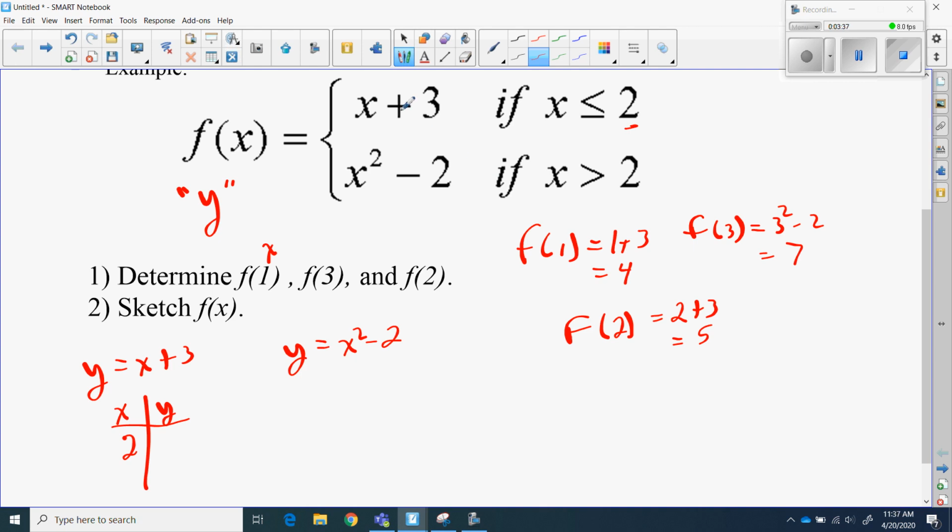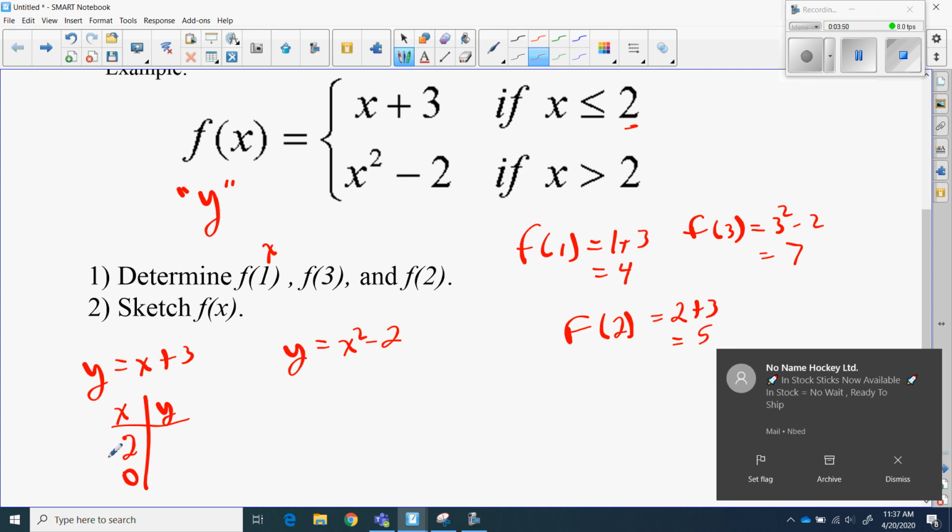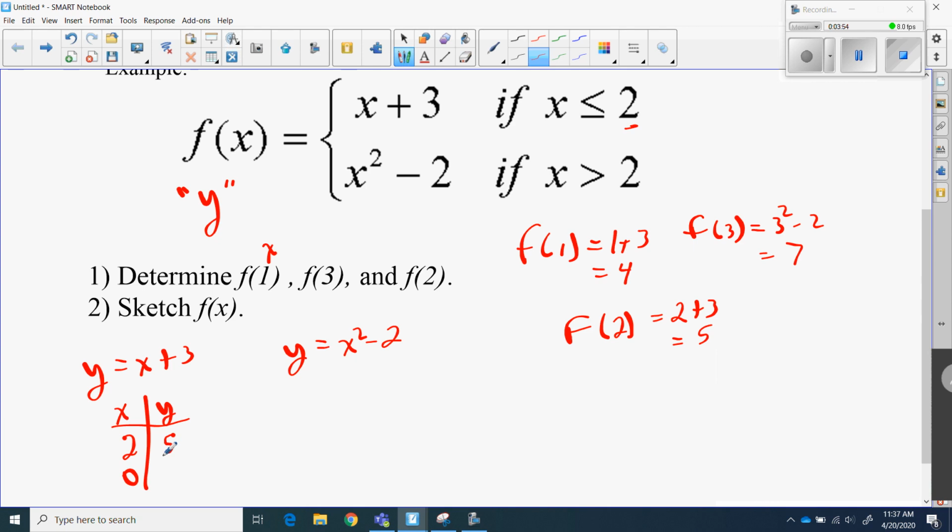Now, this is a line, so I need at least one more point. So I'm going to pick some other number as long as it's less than 2. So I'm going to use, let's say, 0. You could use any number you want for this one, less than 2, but this one has to be the boundary number. Put that 2 in here for x, so I'm going to get 2 comma 5, and 0 plus 3. That's all I'm going to need for this one.